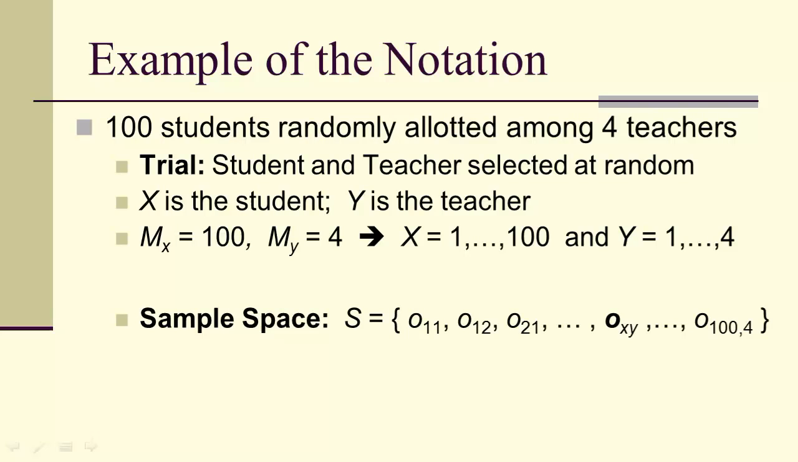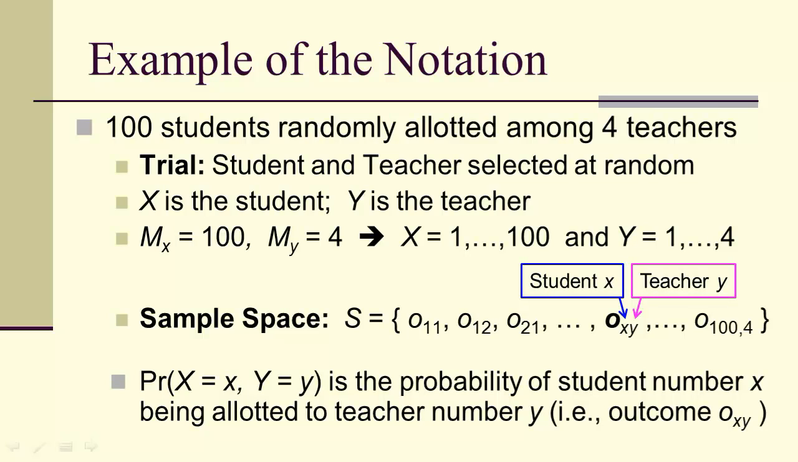The sample space is the doubly indexed outcomes O sub xy, where x goes from 1 to 100, y goes from 1 to 4. So O sub 1,2 is X equals 1, Y equals 2. So student 1 with teacher 2. In general, student x with teacher y. And so if we wrote the probability X is x and Y is y, then that's the probability of a student x being allotted to a teacher y. The probability of that outcome.